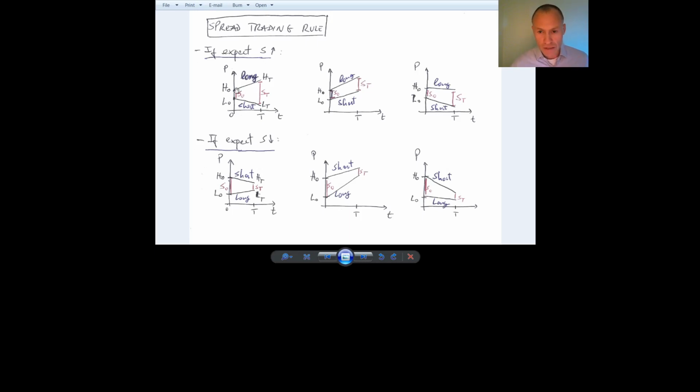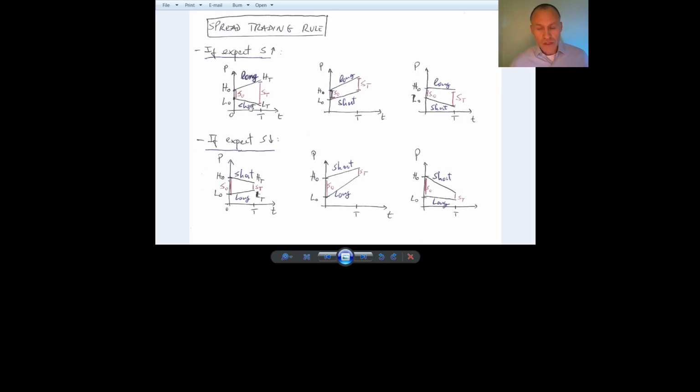And let's say that the futures price for H went up like this, okay? And the futures price for L went down like this. So you are going to make money on H, right? Because you are long on H, meaning you bought at H0, and now you sell at this higher HT, you make money on this contract.